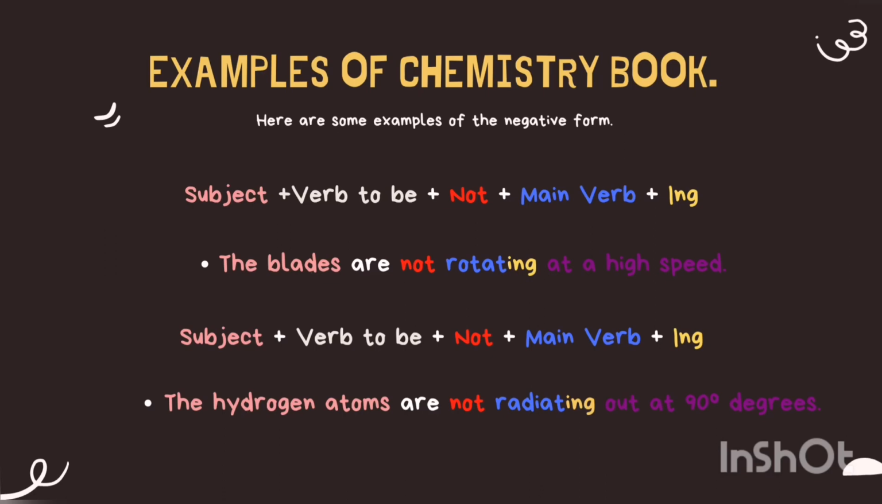And the hydrogen atoms are not radiating out at 90 degrees. Subject, hydrogen atoms; are not, the verb to be plus not; plus the main verb in ing, radiating out. At 90 degrees is the complement of the sentence.